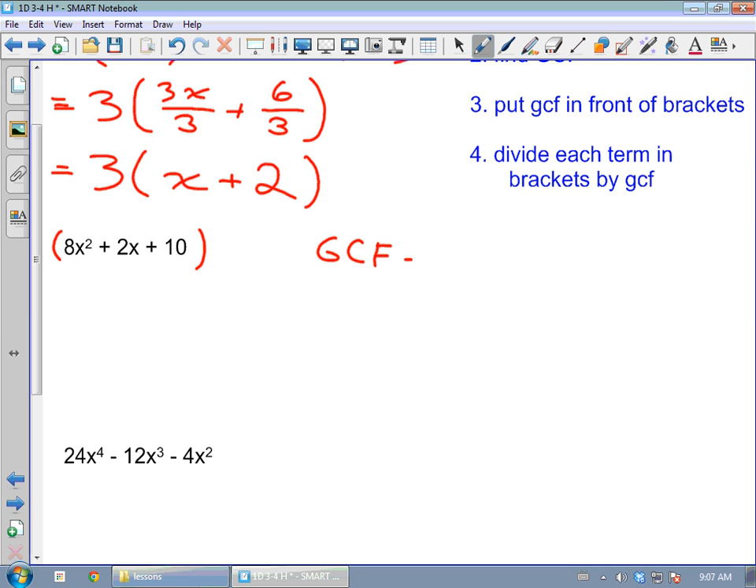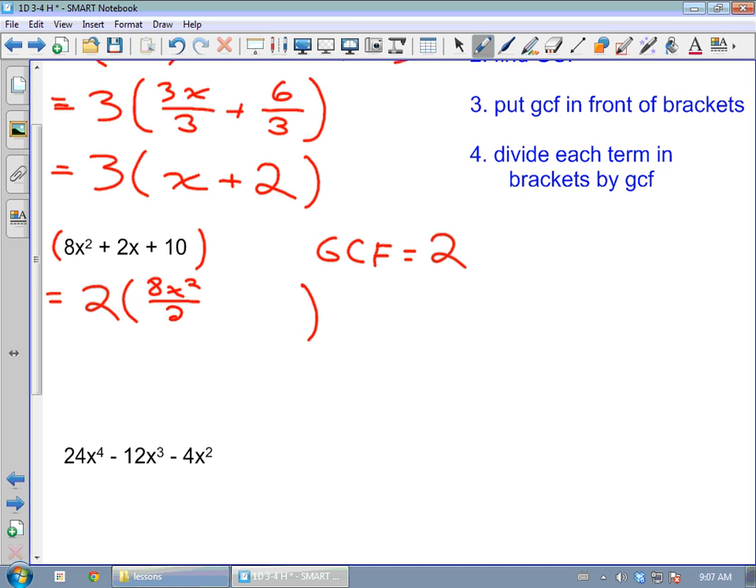So we look at our coefficients. What is the largest number that will divide evenly into each of those coefficients? 2. Then we look at our variables. Is there a variable that is common to all 3 of these terms? Yes or no? No. So our greatest common factor is just 2. So we put our 2 out front, give ourselves the brackets again, and we're going to divide each of these 3 terms by that 2.